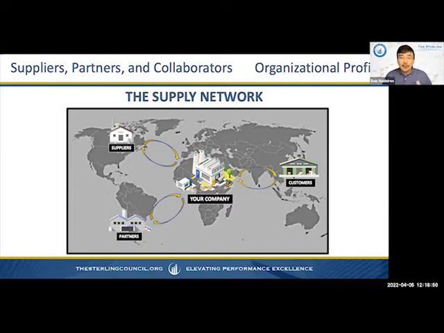For example, are they engaged in your strategic planning? Do you share forecasts with them? Is there any kind of sharing of technological advancements between yourselves and your suppliers?